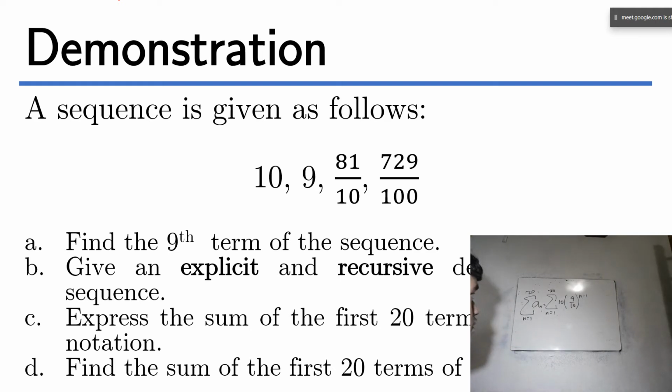Simple lang, di ba? Next, lastly, find the sum of the first 20 terms of the sequence. Sige. First 20 terms of the sequence. Naku po.